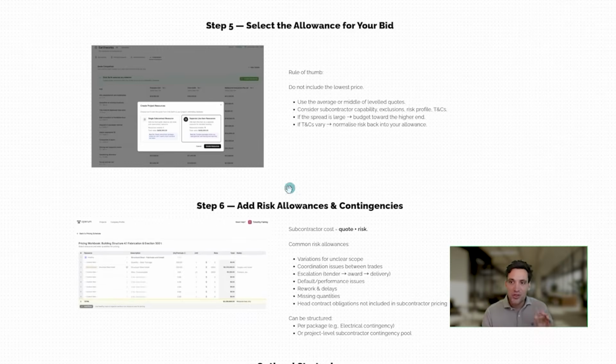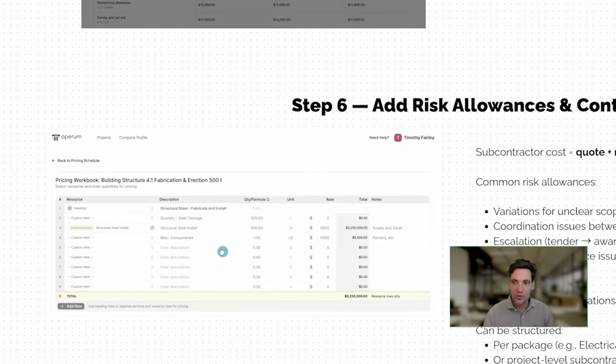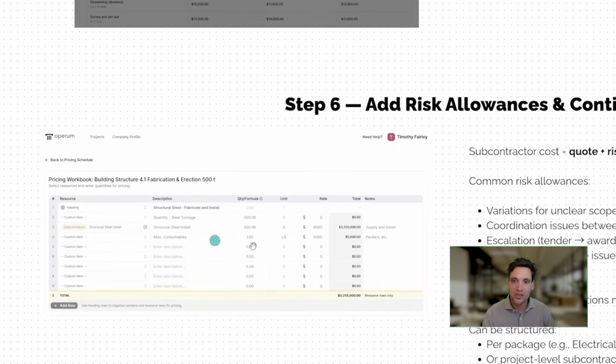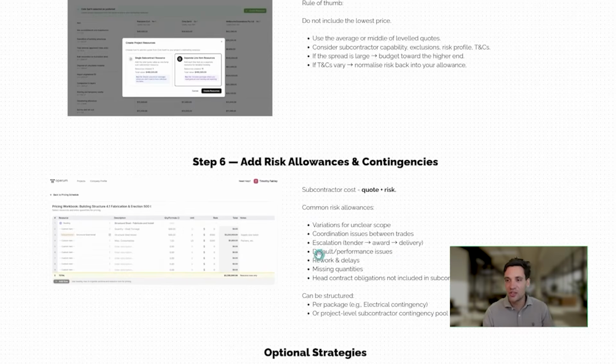Then we have to determine any risk, contingencies, and scope gaps we need to budget for. Because again, the cost to us of the subcontractor doing this work is the quote they have given us, plus any uncertainty associated with it, scope gaps, variations, or any missing items. For instance, for this quote, which was fabricating, installing structural steel, we had to make an allowance for consumables that they weren't including in their quote. That's just an example of a specific scope gap.